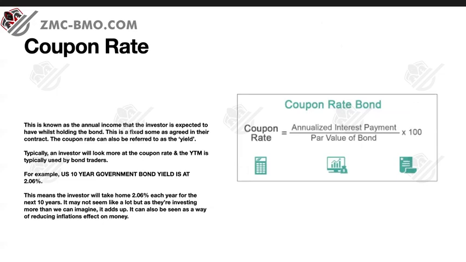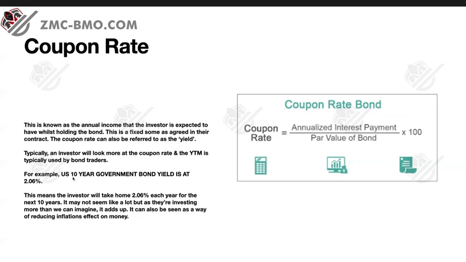Coupon rate. So this is of course going to be more for us. This is known as the annual income that the investor is expected to have whilst holding the bond. This is a fixed sum agreed in their contract. I've spelled some wrong, sorry about that. Coupon rate can also be referred to as the yield. So of course, the US 10-year yield, the two-year yield, etc. Typically, investors will look more at the coupon rate, and yield to maturity is typically used by bond traders at banks, etc.